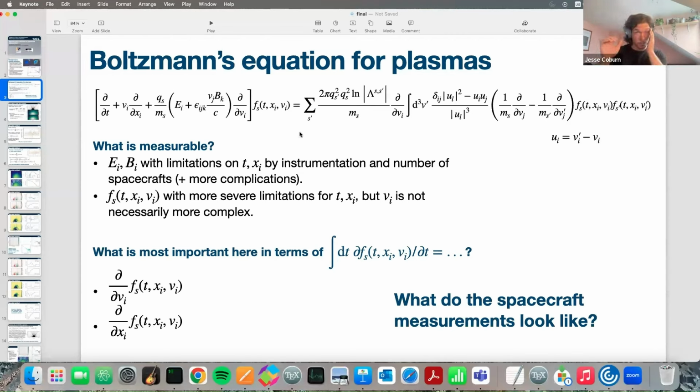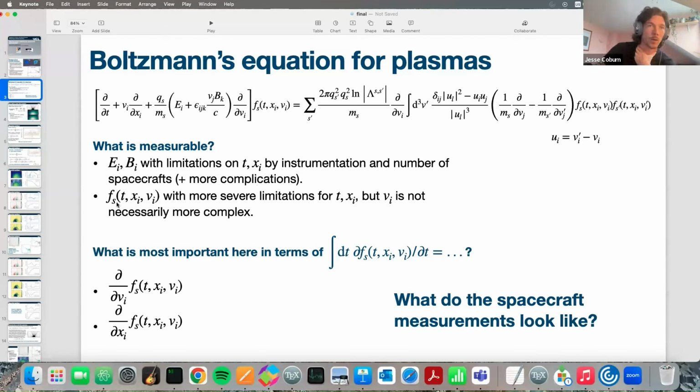And so a good place to start is to take a look at the equation and then ask ourselves the important question: what is measurable here? So the electric field, the magnetic fields, right? They sit in the Vlasov side. These are very well measurable. There's limitations, of course, on time and space resolution, and those are given by the instrument and the instrumentation, the number of spacecraft. But in general, right, we measure these well.